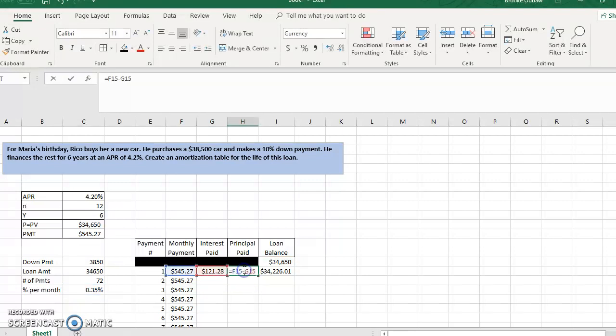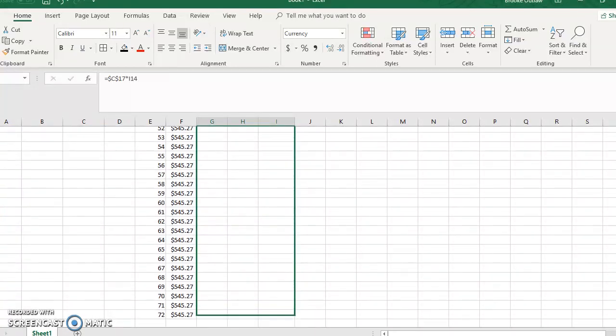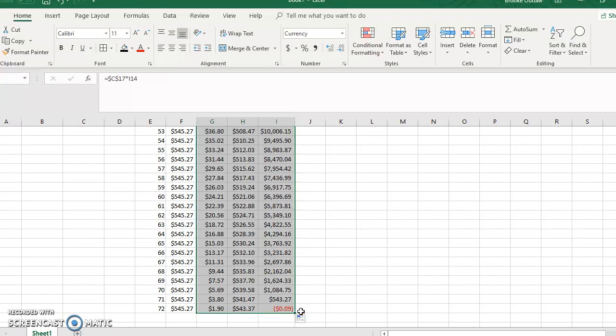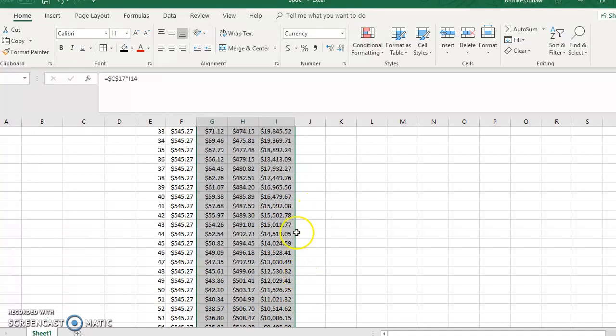For the principal paid, we're always going to want the monthly payment minus the new interest, so we don't need anything anchored there. Same thing with the loan balance. So only that percentage needs to be anchored down. Now you can highlight all three and just drag down all the way to 72. So we've filled out our amortization table.